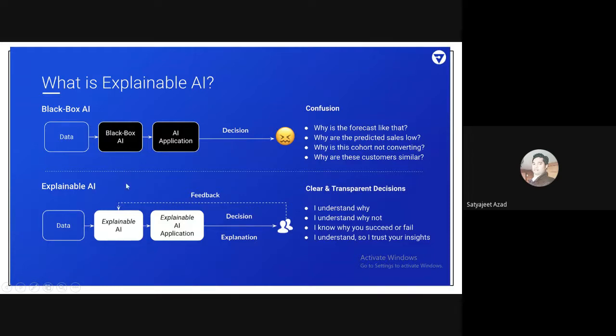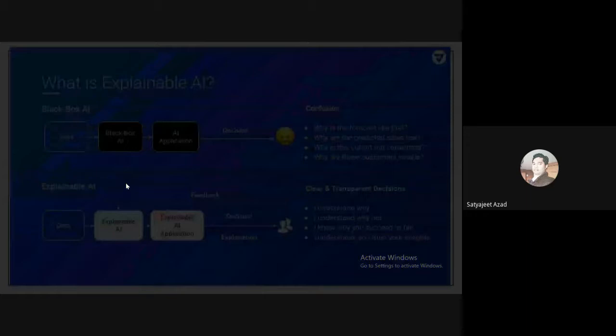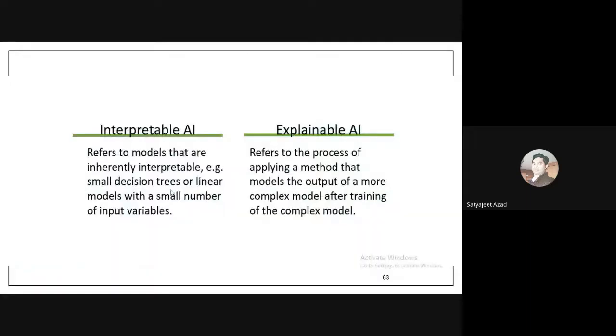Now there is something called interpretable AI, which is, for example, decision tree and linear regression. These you can easily interpret. But explainable AI applies to complex models, where you require a lot of processing and more time to explain. That is the more advanced model. For example, an artificial neural network is one example that uses a black box, and that requires the explainable AI concept to explain.